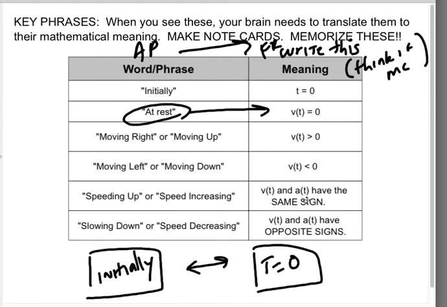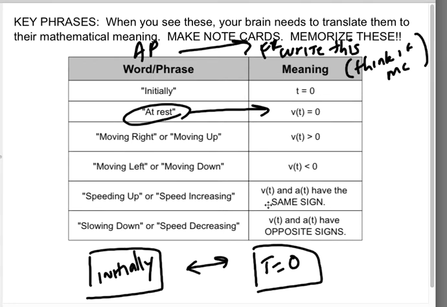If a particle is moving right or up, depending on whether you're moving on the x-axis or the y-axis, then that means the velocity is positive, so v of t is greater than 0. If a particle is moving left or down, that means that the velocity is negative, so v of t is less than 0. The colloquial phrases speeding up or speed increasing mean that v and a have the same sign.